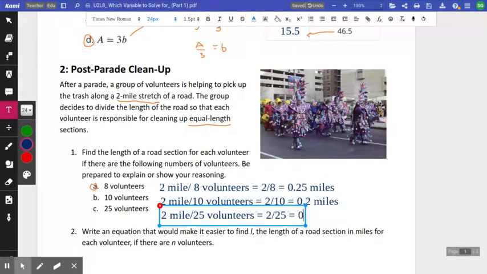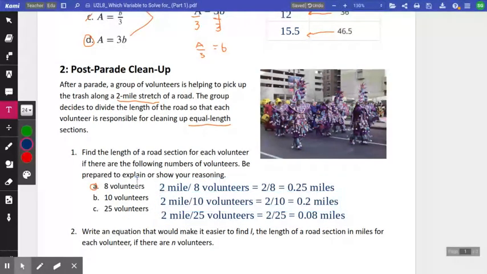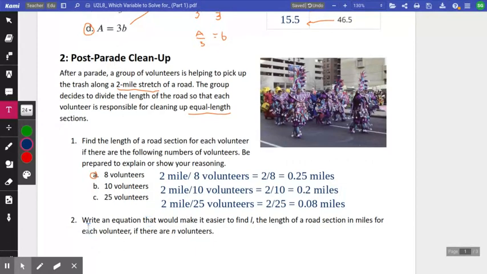When you do that, that gives you 0.08 miles. We've done some calculations here. The next part is asking us to write an equation that would make it easier to find L, which is going to represent the length of a road section in miles for each volunteer, if there are N volunteers. Basically, we take all these calculations we've made, make some observations, and come up with a general rule. In general, write an equation for the length each person's cleaning up, depending on N number of volunteers.